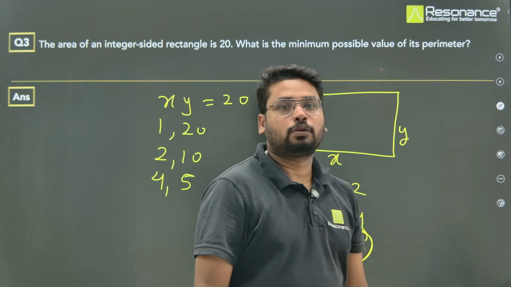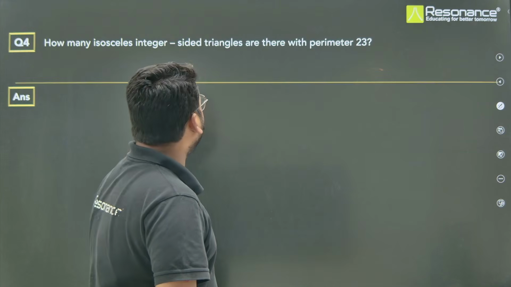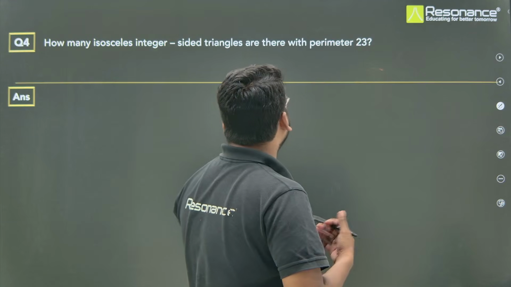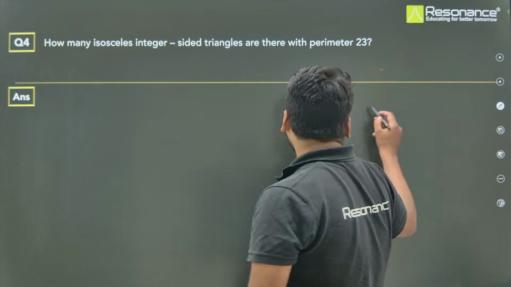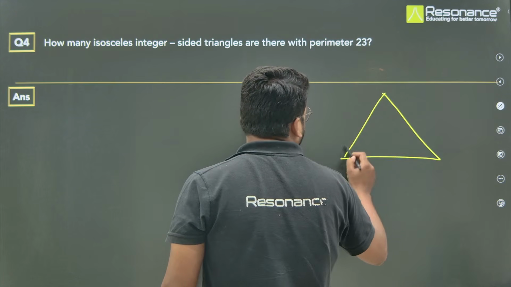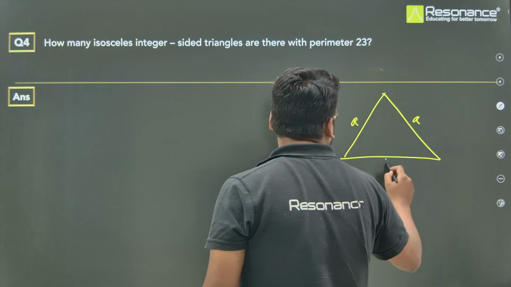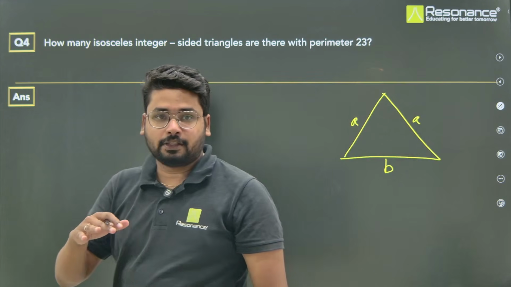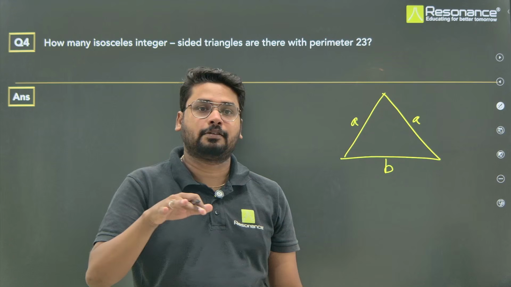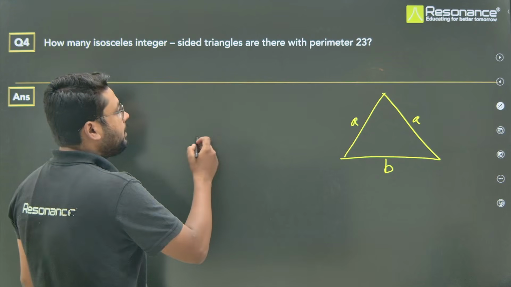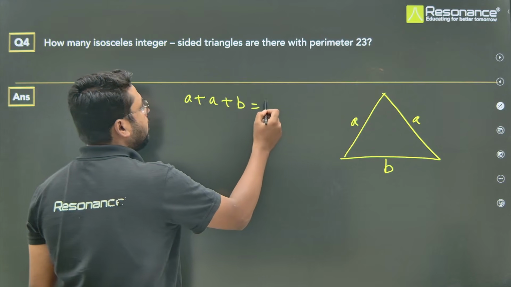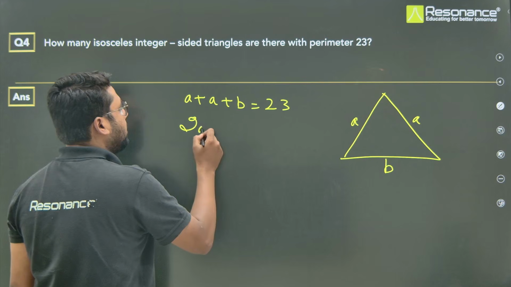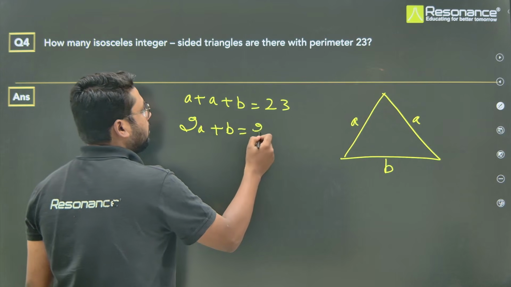Now we move to the fourth one. How many isosceles integer sided triangles are there with perimeter 23? Okay, first we will draw the triangle. Because it's an isosceles triangle, two sides are equal and the base is different. The two equal sides we have taken as A, the third as B. So the perimeter is 23. This means A plus A plus B is 23, or I can say 2A plus B is 23.